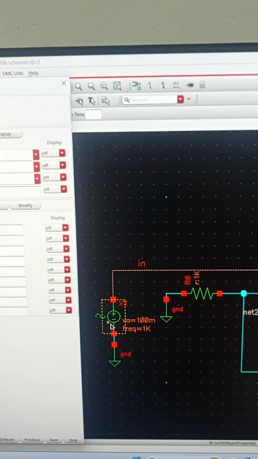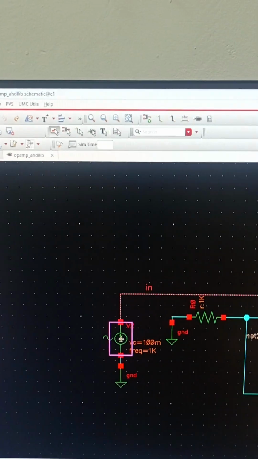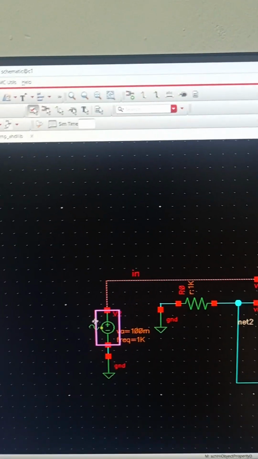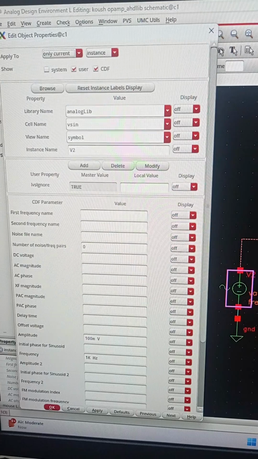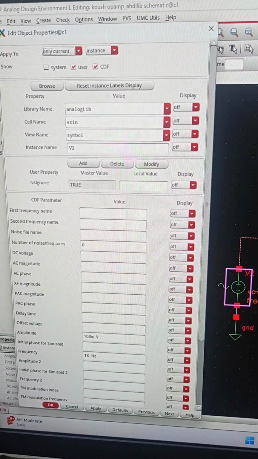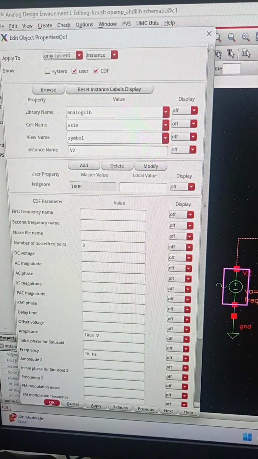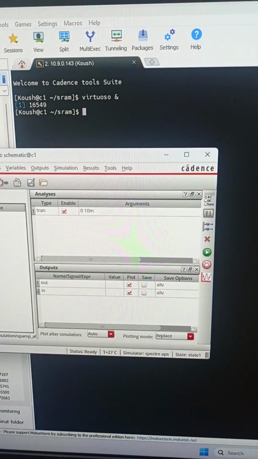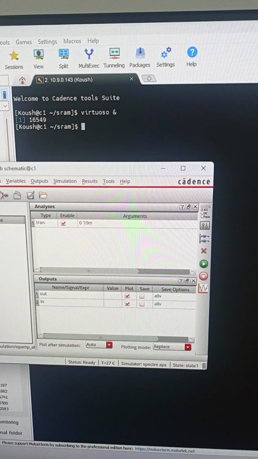Let us do a simple transient analysis. This is the input voltage. These are the parameters for the input voltage. The amplitude is 100 millivolt, frequency is 1 kilohertz. Now let us do the transient analysis. I have loaded the transient analysis also.